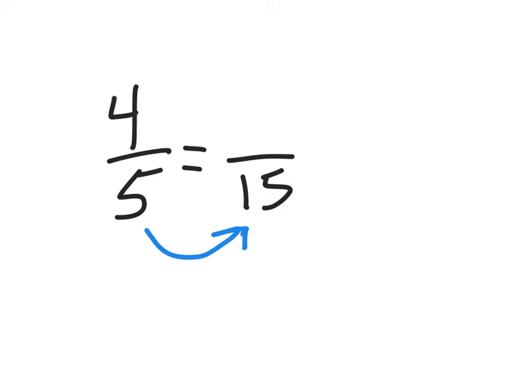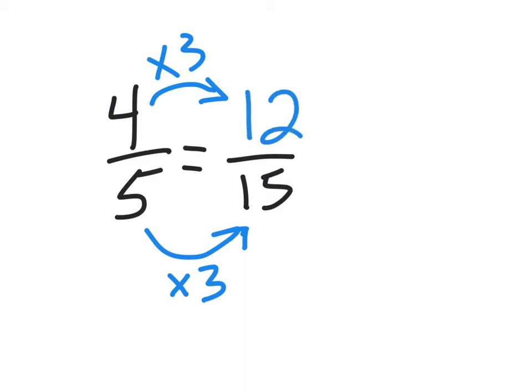So going and doing what we did just a minute ago, going from 5 to 15, I had to multiply by what number? We multiplied by 3. In order to get from 5 to 15, we had to multiply by 3. So I'm going to have to do the exact same thing at the top. And since the top number right now is originally 4, I have to take it and multiply by 3 to get my new numerator. And 4 times 3 gives us 12.